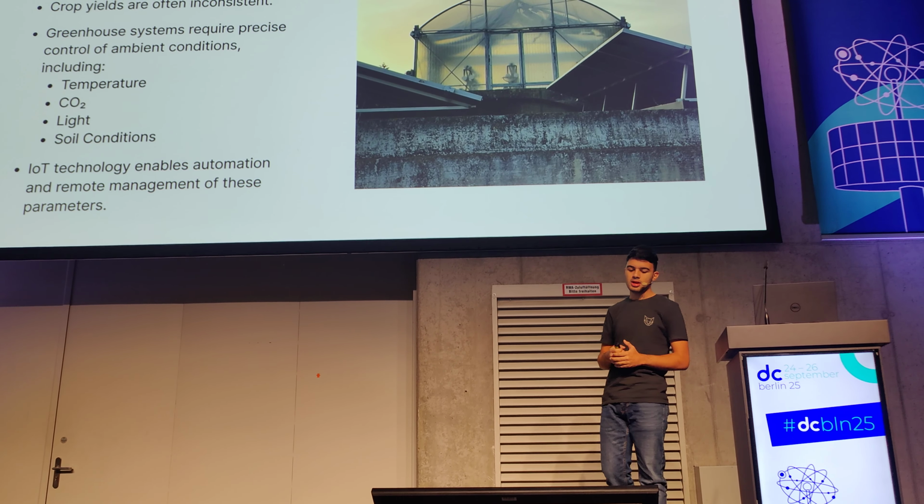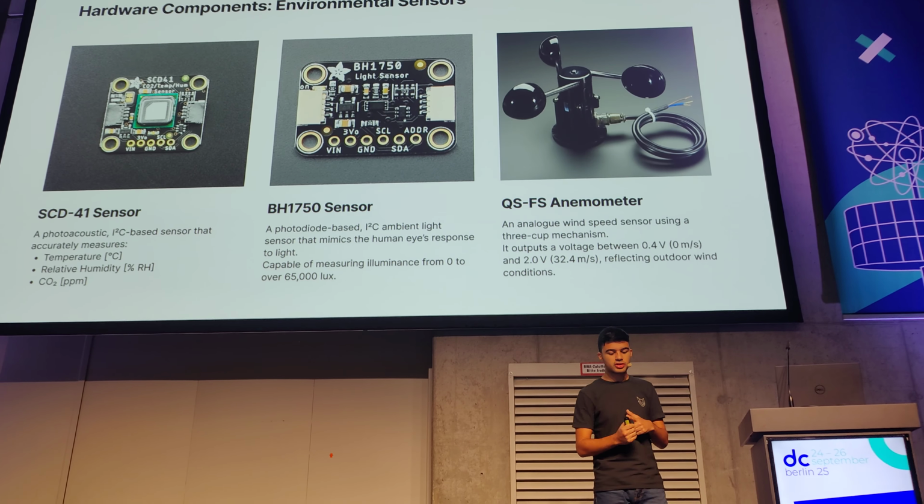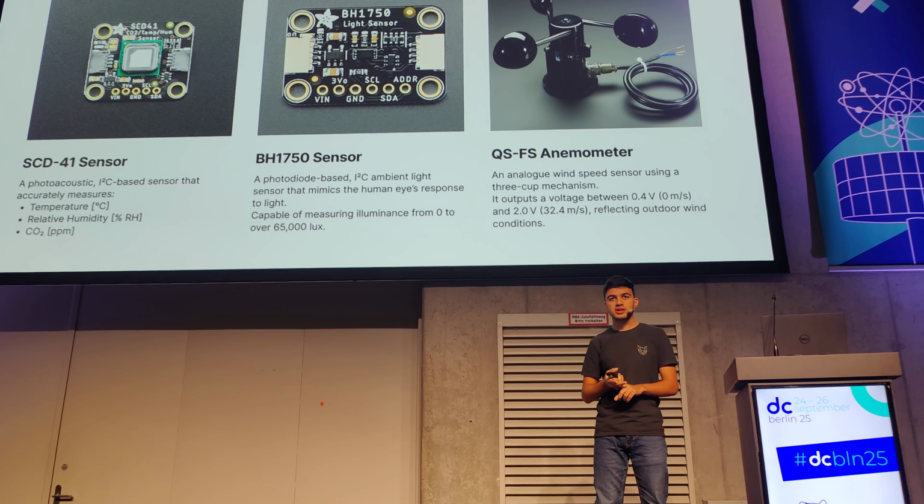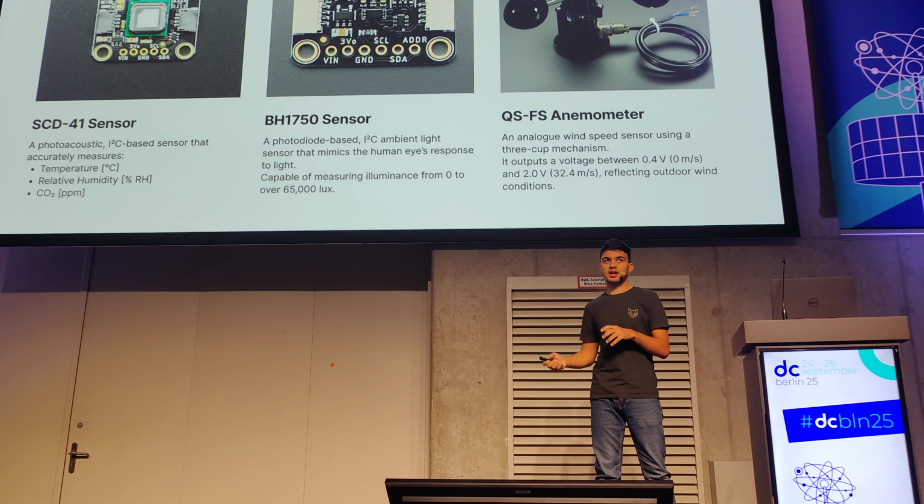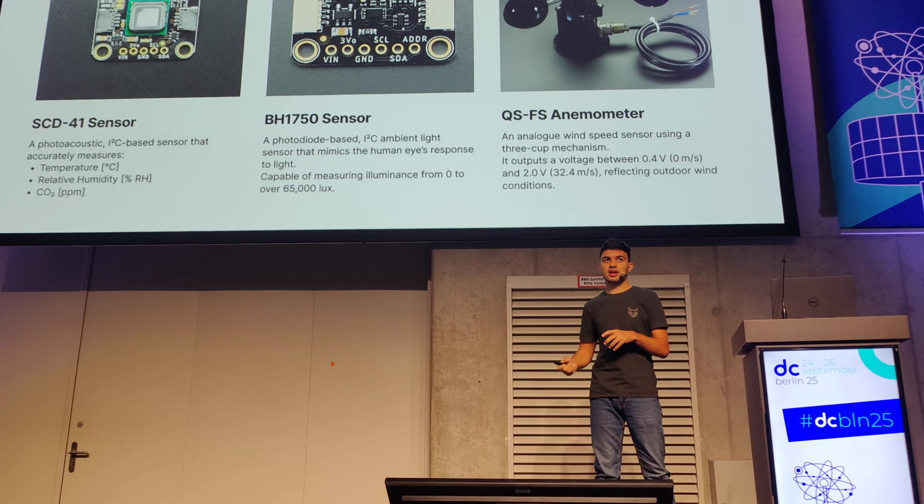So, with hardware components, we have three major environmental sensors. The SCD41 sensor gives us good readings and accurate results for temperature, relative humidity, and carbon dioxide. This has been tested and it works via the I2C protocol, which works with microcontrollers. The BH1750 sensor gives us an accurate reading for ambient light, which is important for photosynthesis. Some crops depend on more light or less light, so this will be useful for us to see how many lumens there are in the greenhouse.